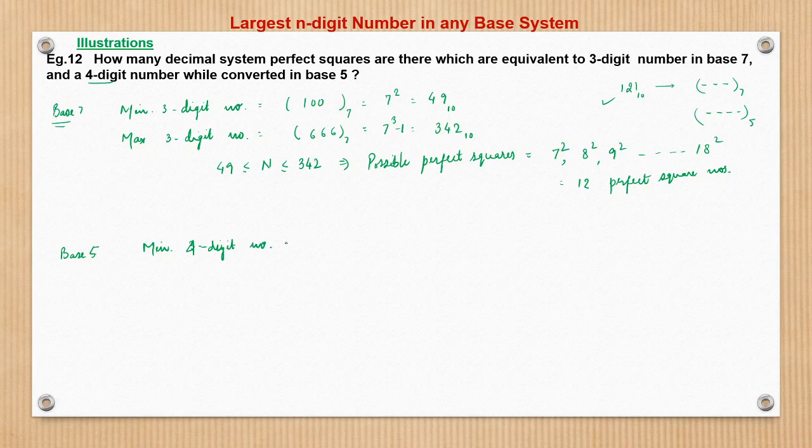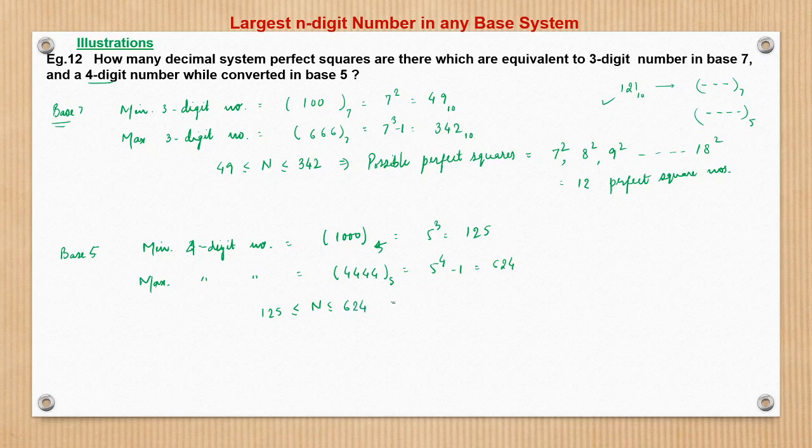Minimum 4-digit number is 1000 in base 5. So this is given by 5 cube, which is 125, right? And maximum 4-digit number in base 5 will be given by 4444 in base 5. This we can convert as 5 raised to power 4 minus 1, using the smallest 5-digit number minus 1. So here it becomes 625 minus 1, which is 624. So here n lies between 125 to 624.